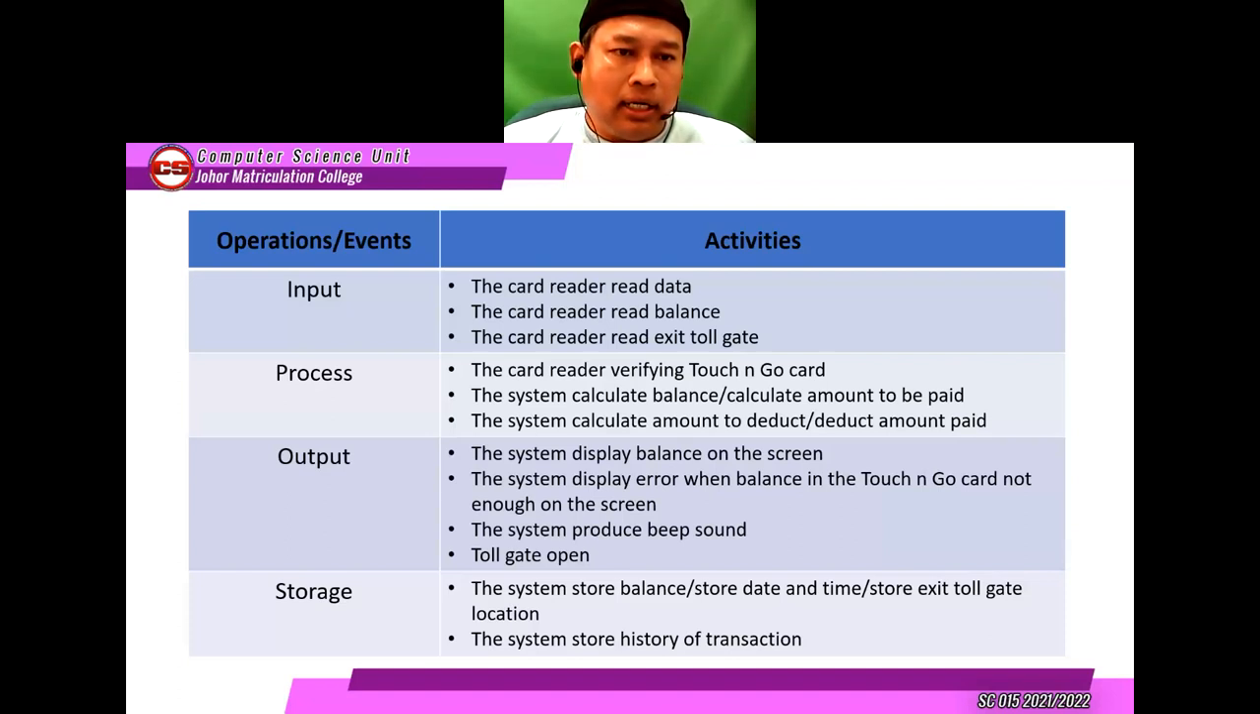The process is the card reader verifies the touch. The system calculates the balance of your Touch 'n Go, and the system calculates the amount to deduct. Output, the system will display the balance on the screen. And the screen will display an error if your card does not have enough balance, and the system will produce sounds. The toll gate barrier will rise up. This is output. And storage, the system stores the balance of your amount in Touch 'n Go, and then the transaction history will be recorded in your Touch 'n Go. This is storage.